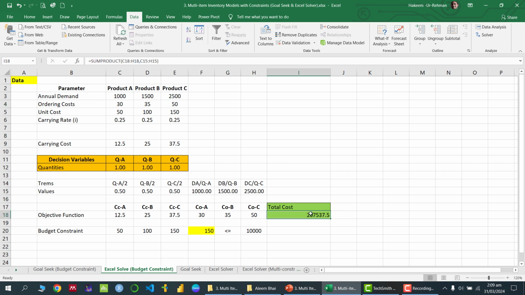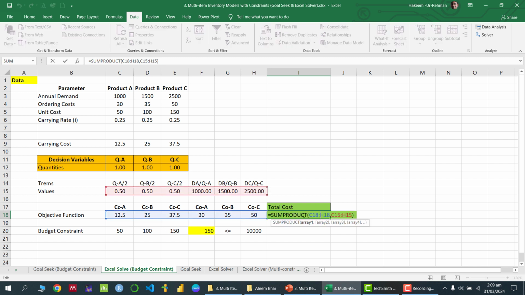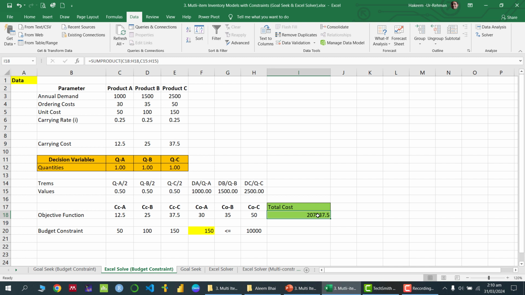Now, in order to find out the total cost, we can simply use equal SUMPRODUCT, and all these must be multiplied and summed with this one. What this particular formula is going to do is multiply 12.5 into this 0.5, plus 25 multiplied by this 0.5, plus 30 multiplied by 1000, plus 35 multiplied by this, plus 50 multiplied by this. So we would be able to get the total cost.